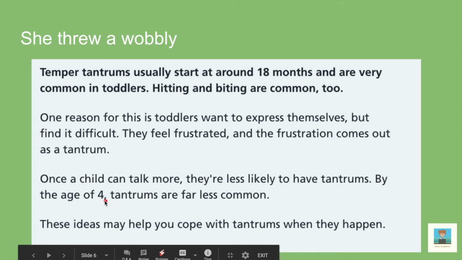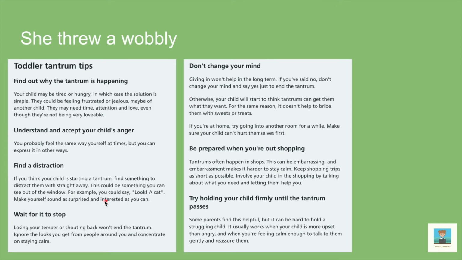The NHS website gives you some ideas on how to cope with tantrums, and these are some recommendations you can give to your patients as well. Find out why the tantrum is happening, understand and accept your child's anger. It's part of life, really, and you probably felt the same way yourself at times, but you've been able to express it in a more productive manner, perhaps. You can also find a distraction, so create something that will take their attention away from their anger. Distract them straight away. For example, look, a cat. Make yourself sound as surprised and interested as you can, so you divert their attention.